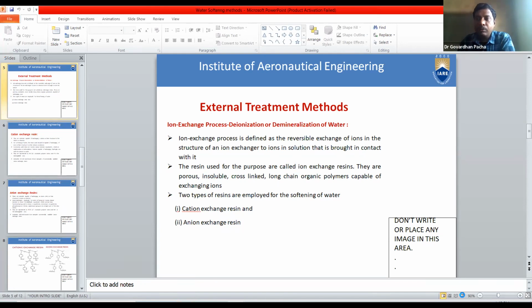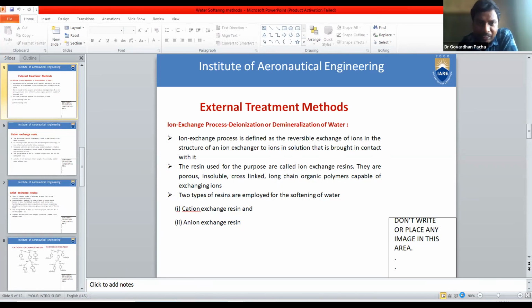Tell me how many types of exchange resins there are. Two types: cation exchange resin and anion exchange resin. By using cation exchange resin, what ions are exchanged? Ca2+ and Mg2+. Very good, cations calcium and magnesium.